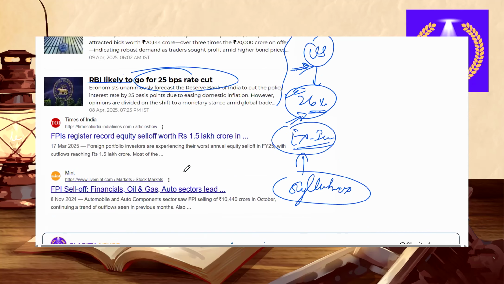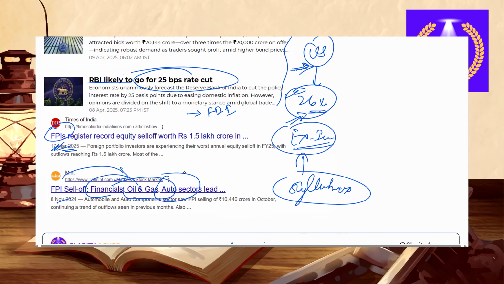See here, FPI is moving out from our country. How is it going to impact other sectors like oil and gas, auto, and financial sectors? It was there in the news in the month of November only. And again we have seen in the month of March that FPI registered, FPI, FDI.